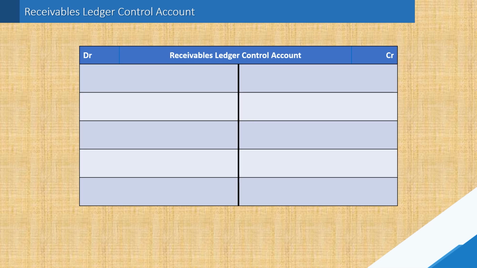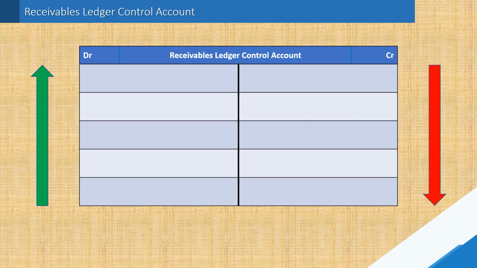But what goes where? Anything owed to a business is considered to be an asset, which will be shown on the debit side of an account. Therefore, anything that increases what is owed to a business will be a debit, and anything that decreases what is owed will be a credit. Let's see how this helps.